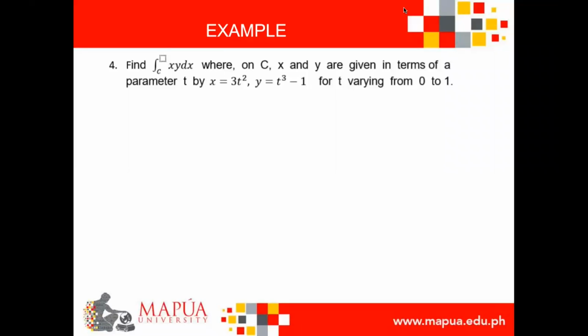Let us have another example. So we have here, find the integral of xy dx along the curve C, where on C, x and y are given in terms of a parameter t by x equals 3t squared, y equals t cubed minus 1 for t varying from 0 to 1.